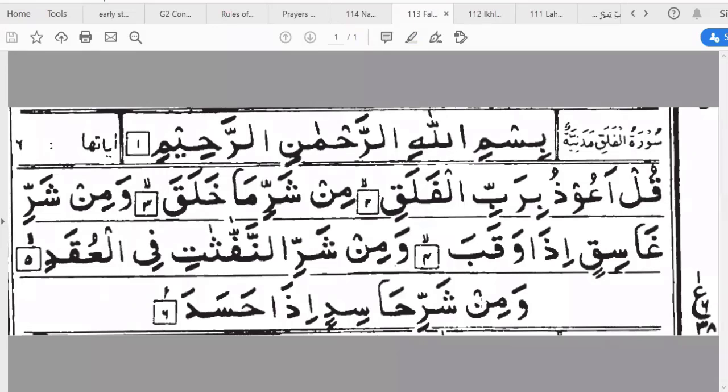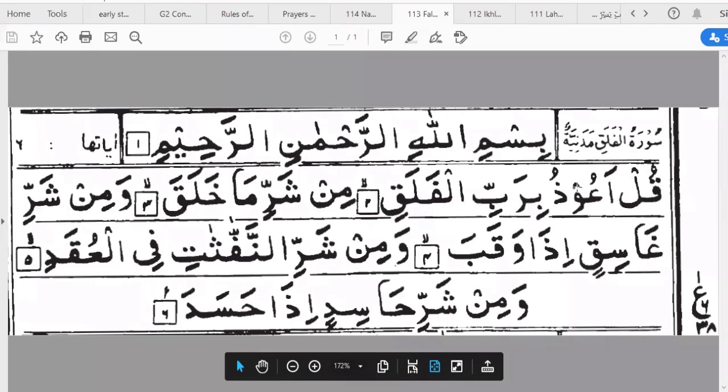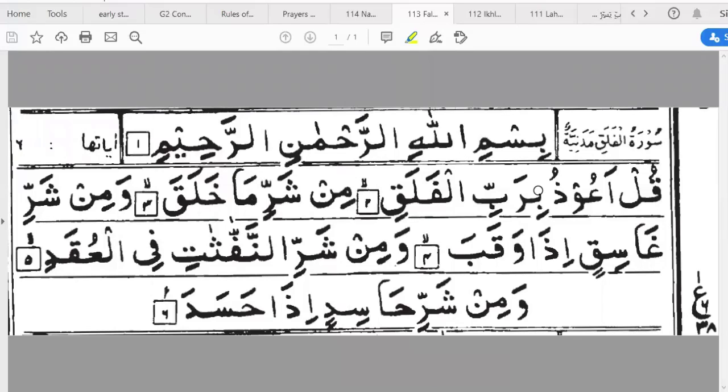All right, so I would like you to recite this chapter for me, please. And just remember all the rules that you've learned so far. Try and incorporate them into your recitation as much as possible. And start with your tasmiyah, and just start whenever you're ready, please.